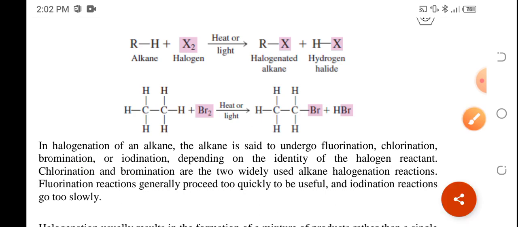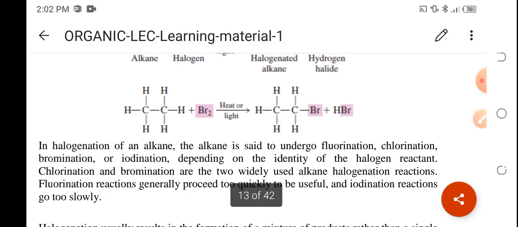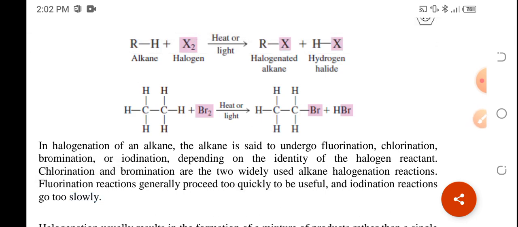While as fluorination naman, okay, it's so quick. Very quick daw yung procedure, kaya paminsan hindi na nagagamit. Even for iodination naman, very slow. So, ayaw naman natin ng very fast reaction or very slow reaction. That's why ang pinaka-widely used ay chlorination and bromination.